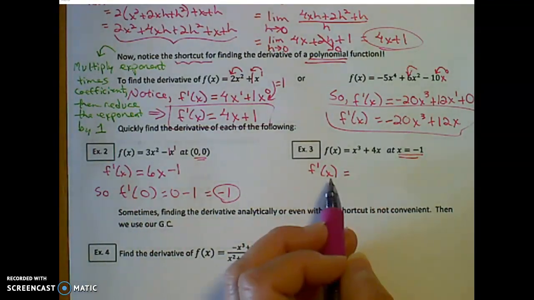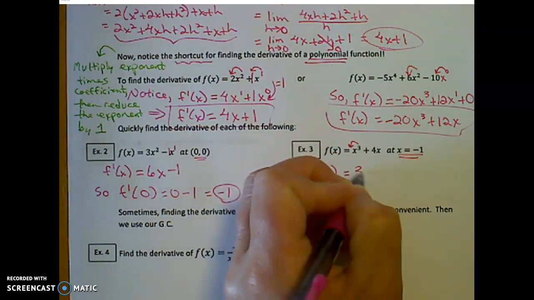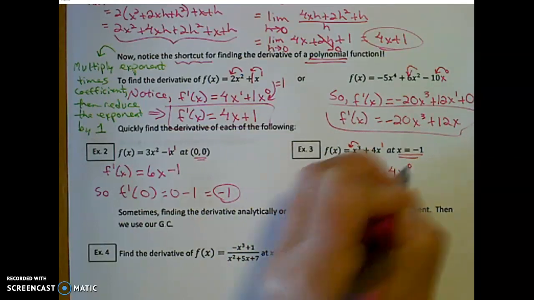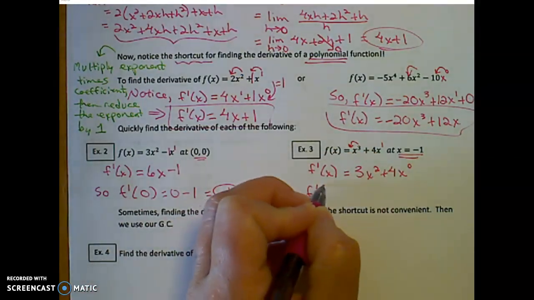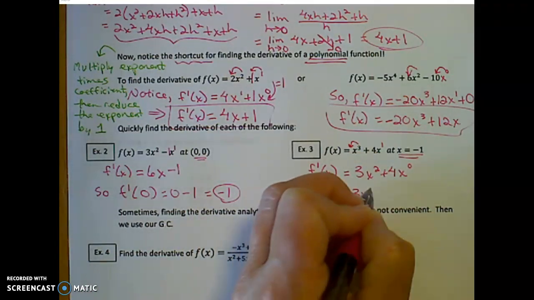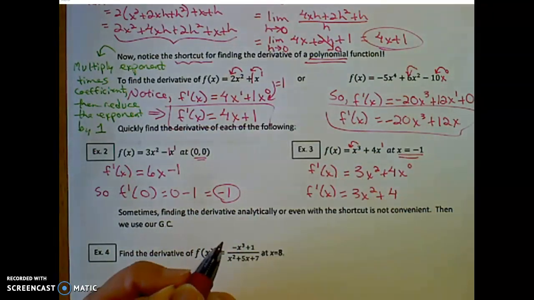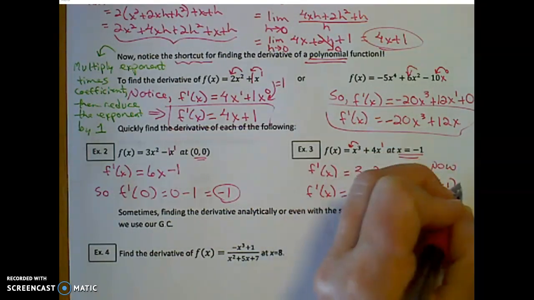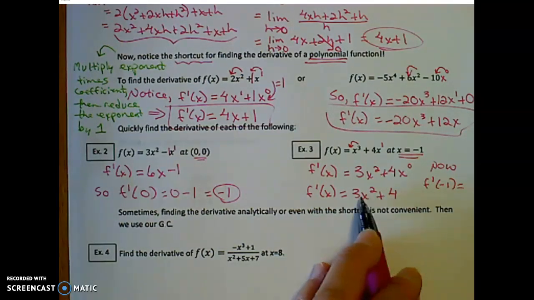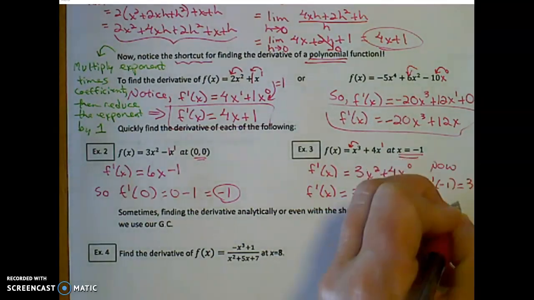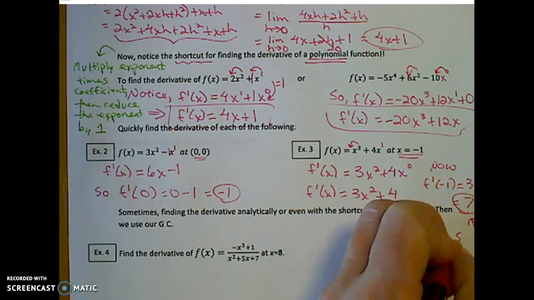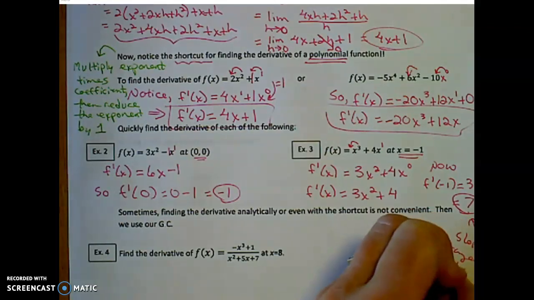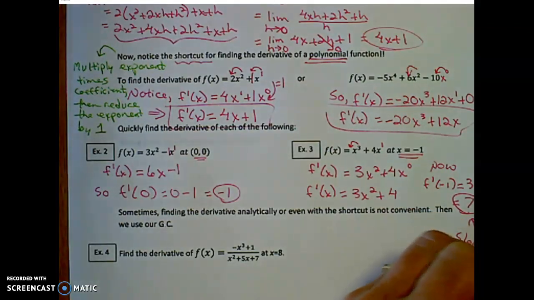Use your shortcut to find a function for the derivative. 3 times 1 is 3, x squared. 1 times 4 is 4, x to the 0. So I'm going to write that as f prime of x is equal to 3x squared plus 4. And now I want f prime of negative 1, which is, negative 1 squared is 1 times 3, 3 plus 4, which is 7. That's the slope of the tangent line at x equals negative 1.